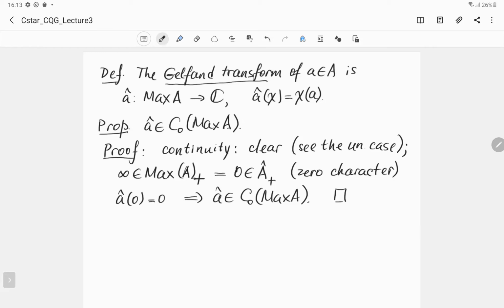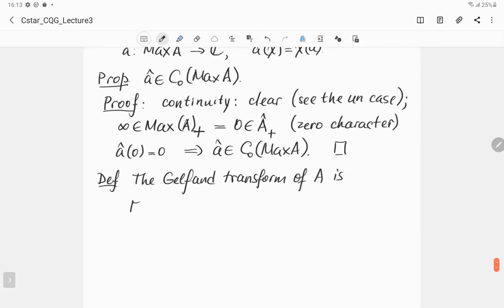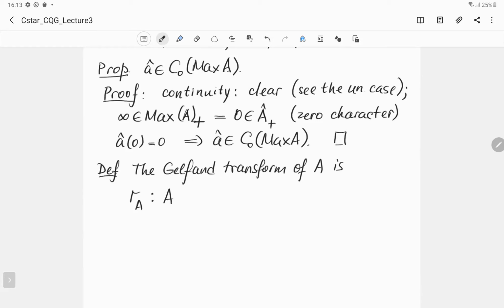Okay, and finally, we introduce the Gelfand transform of our algebra. The Gelfand transform of A is a map gamma from A to the algebra of continuous vanishing at infinity functions on the maximal spectrum, which takes each element little a to the function little a hat. So we see that the definition is exactly the same as in the unital case, but now we know that this map acts not just to the algebra of continuous functions, which is not a Banach algebra, because now the maximal spectrum is not compact, but to the algebra C0, which is always a Banach algebra.